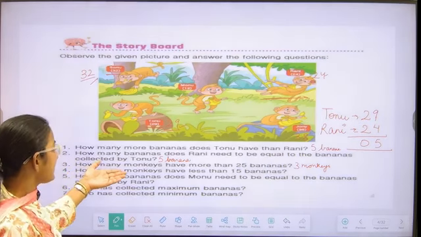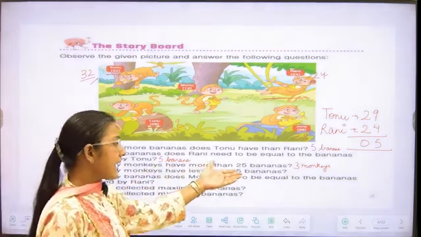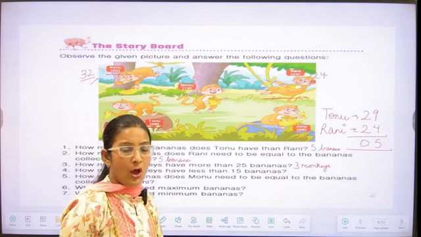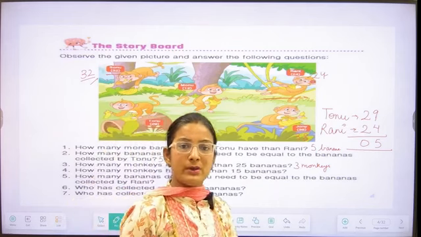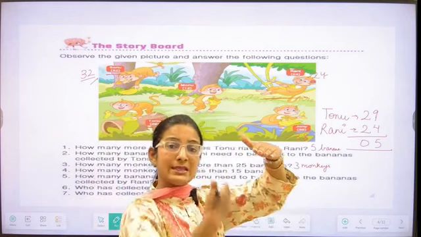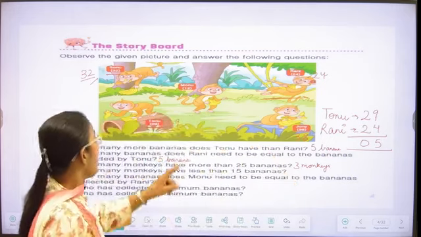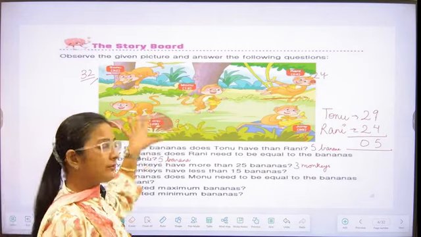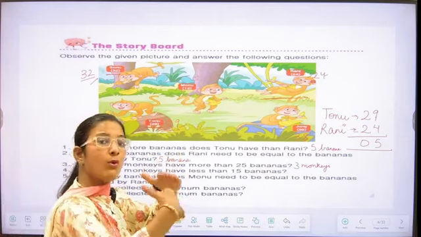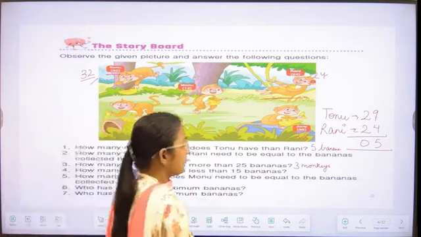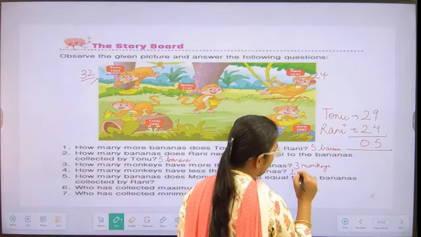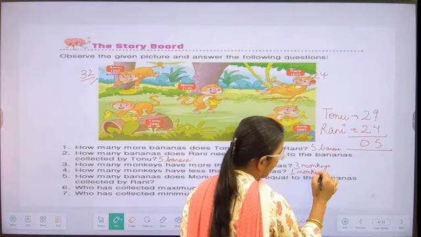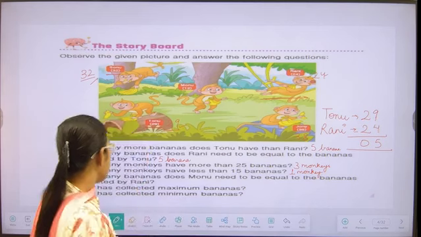How many monkeys have less than 15 bananas? Now we have to tell how many monkeys have less than 15 bananas. Only one monkey, who is Monu. Other than Monu, everyone has more than 15. So we have to write one monkey for that. Moving to the next one.